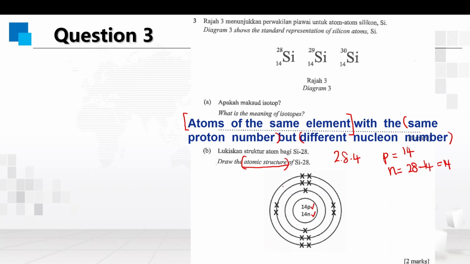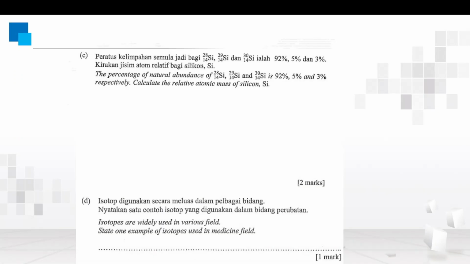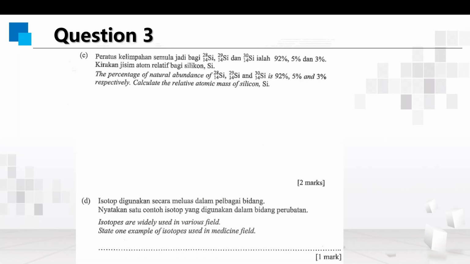If it is only the electron arrangement, there is no need to mention the protons and neutrons in the nucleus, but in the atomic structure, you need to mention this. So, 2 marks. C, the percentage of natural abundance for silicon-28, 29, and 30 is 92%, 5%, and 3% respectively.